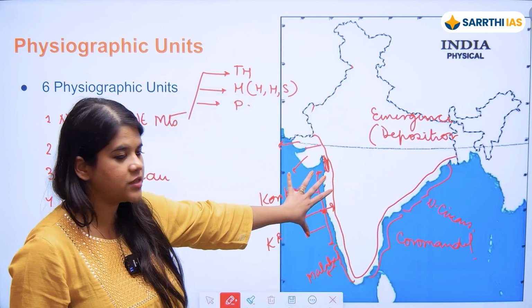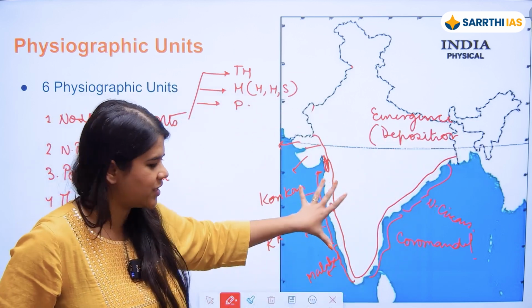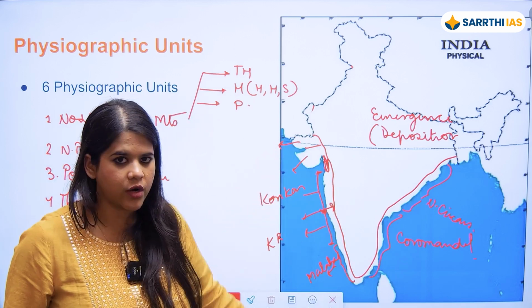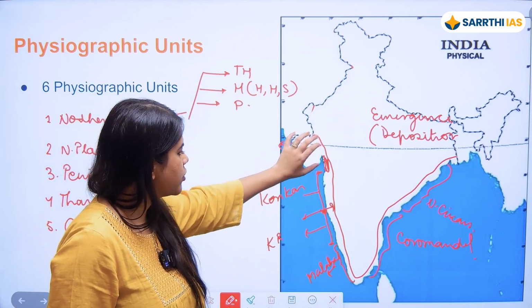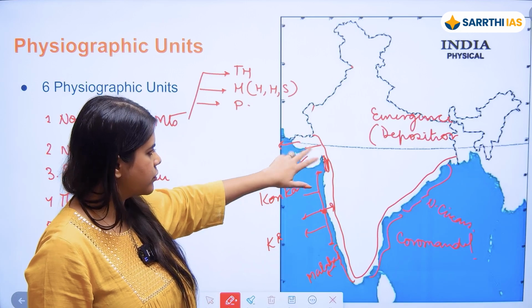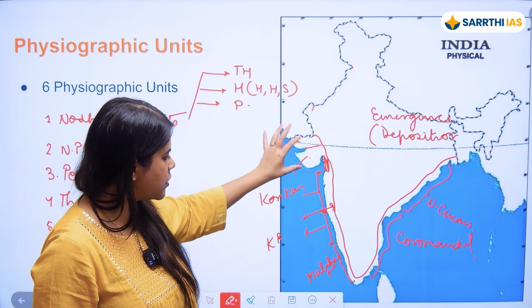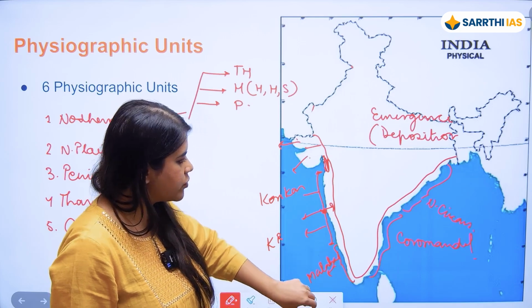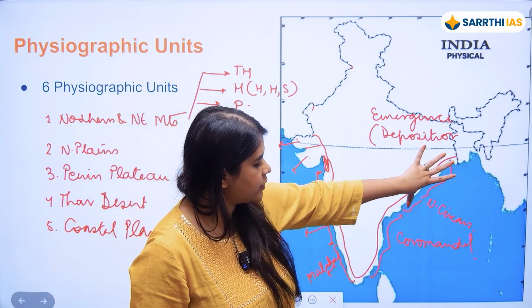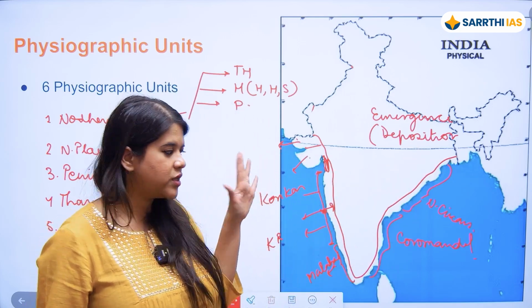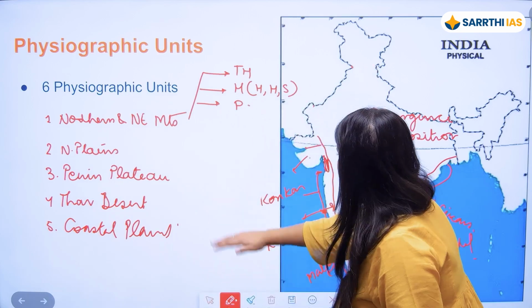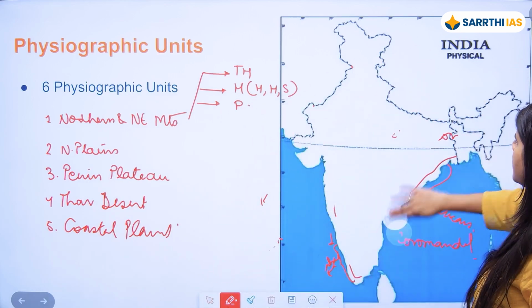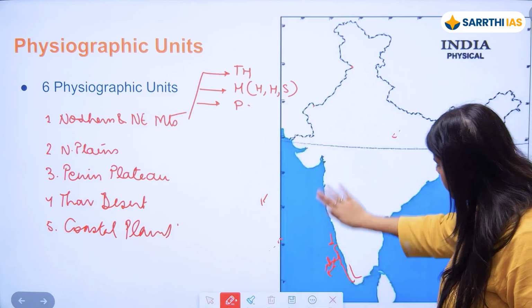So if we look at the western side, many times the Karnataka coast is also included in the Konkan, so it is the Gujarat coast. Gujarat includes Kutch, Kathiawar, Saurashtra. We have the Konkan coast, we have the Malabar coast, here we have the Coromandel and the northern Sarkars. So this is the fifth physiographic unit of India, that is the coastal regions of the country.